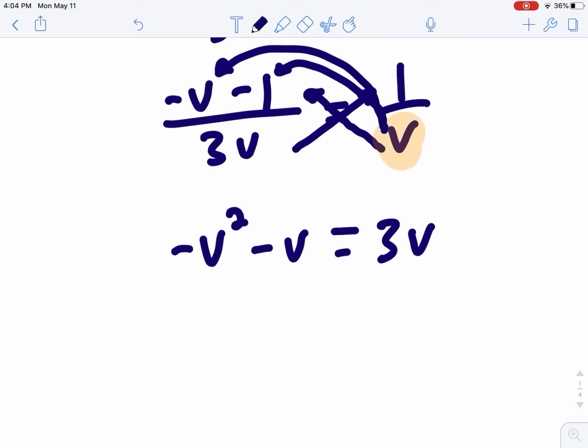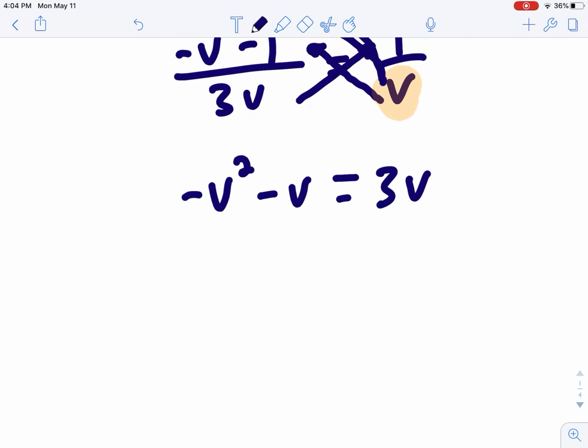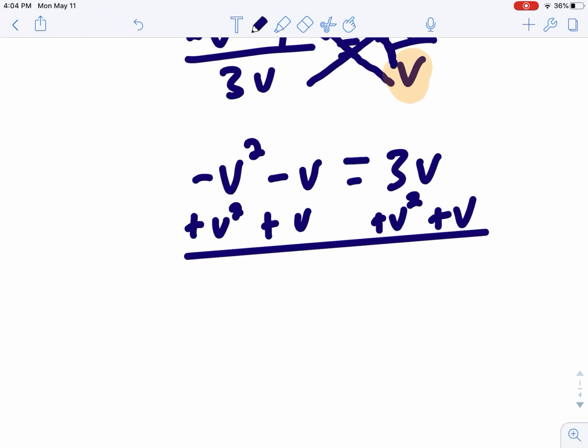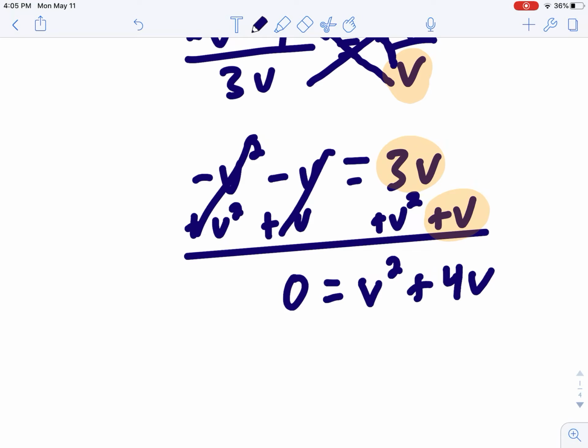And so now what I have is a regular equation, but it is quadratic. It's a second degree polynomial. So what that means is we need one side of this equation to equal 0. Now I really hate those negatives, so I'm going to go ahead and add v squared plus v to both sides. And why I do that is it just cancels those negatives out. I get a 0 here. On the other side, I have positive v squared. 3v plus v are like terms. I can make that plus 4v.